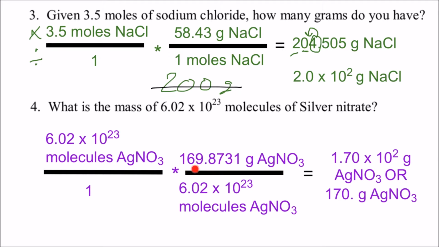So 1, 6, and 9 are the first 3 significant digits. The 8, though, will round the 9 up to a 0 and the 6 to a 7. However, if you write 170 without this decimal point here, it only has 2 significant digits. So you have to make sure to include that decimal point. Or you can do it in scientific notation by moving the decimal place over by 2. So you could say 1.70, so that you have your 3 sig figs, times 10 to the second. And then of course you have your unit, grams of silver nitrate. Hopefully you got the same thing.